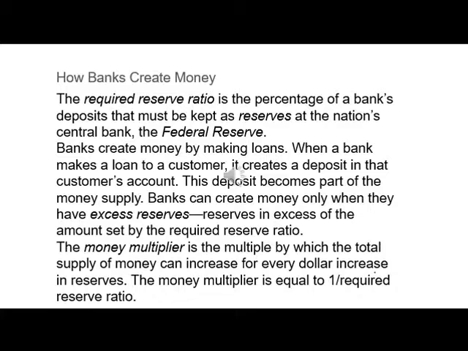Banks can create money only when they have excess reserves in excess of the amount set by the required reserve ratio. The money multiplier is the multiple by which the total supply of money can increase for every dollar increase in reserves. The money multiplier is equal to 1/required reserve ratio.